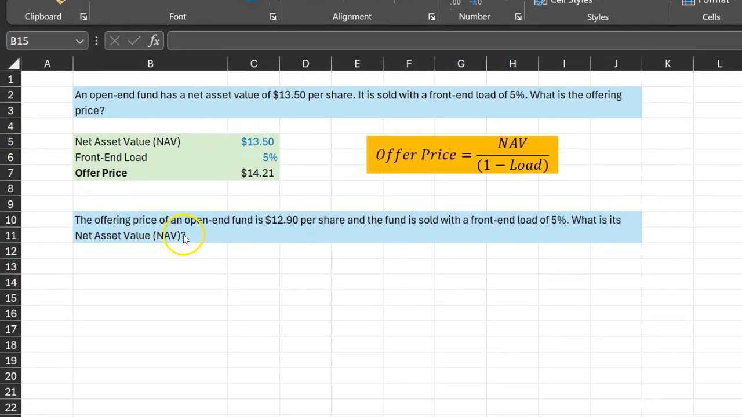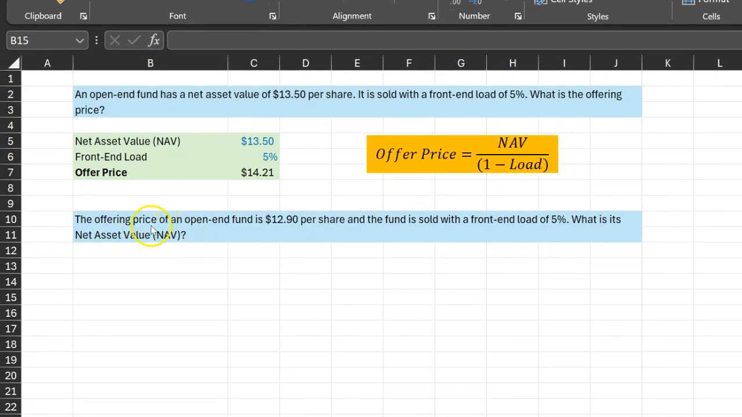In this case, you're told that there is a mutual fund which has an offering price of $12.90 on a per share basis. So this is the price at which these shares are being sold. And the fund is also sold with a front-end load of 5%. So this price includes a 5% sales charge. So 5% of this is going to go to the mutual fund manager. So the question is, what is the net asset value?